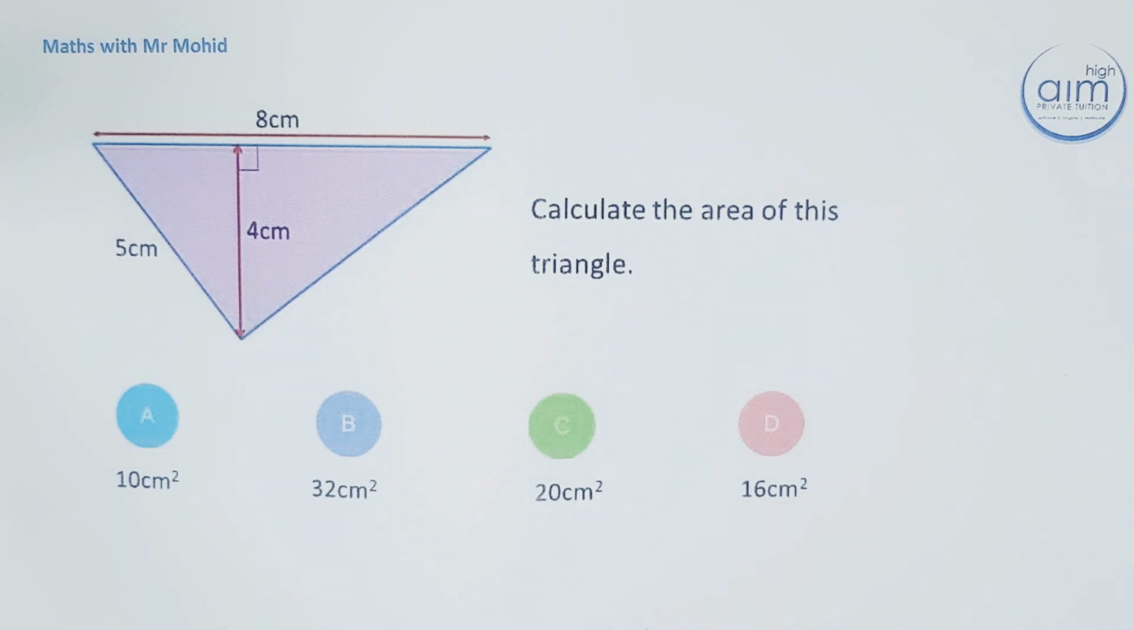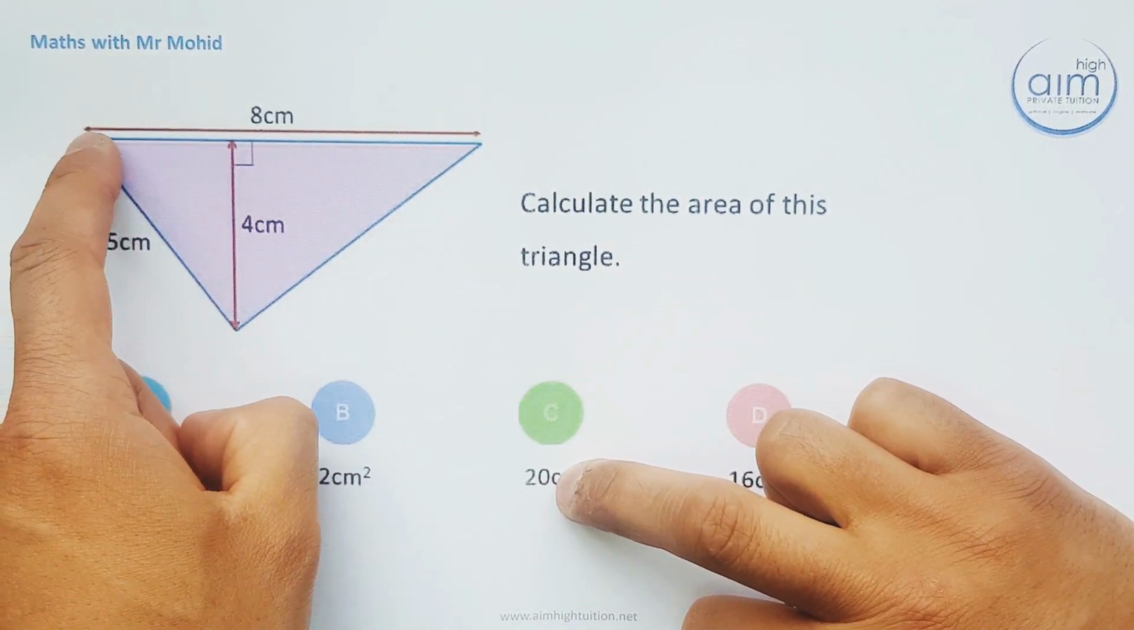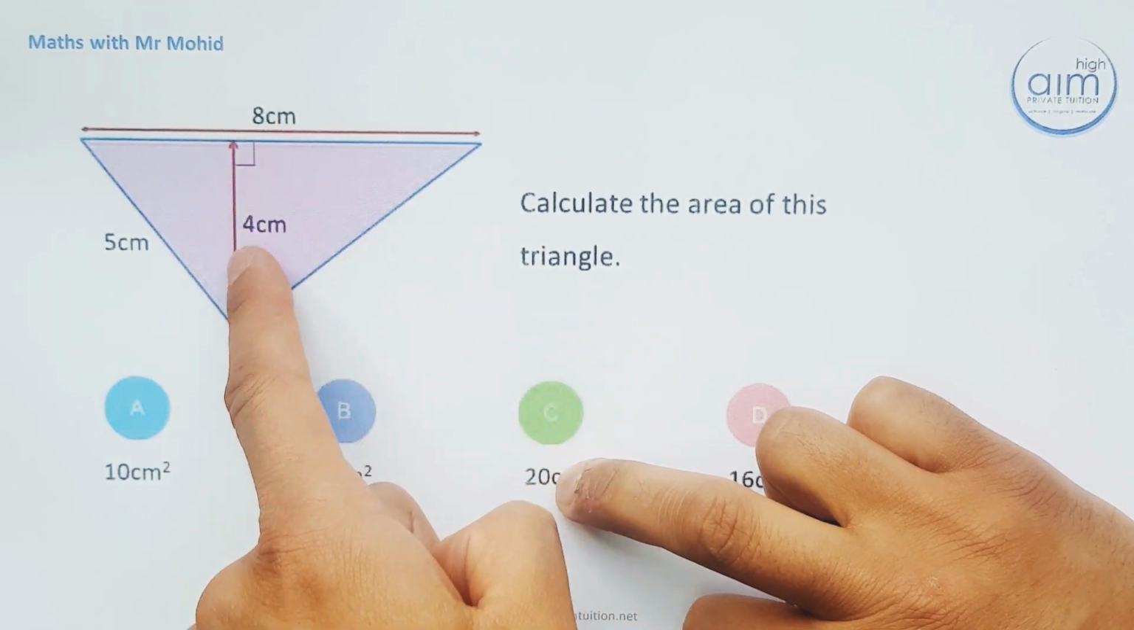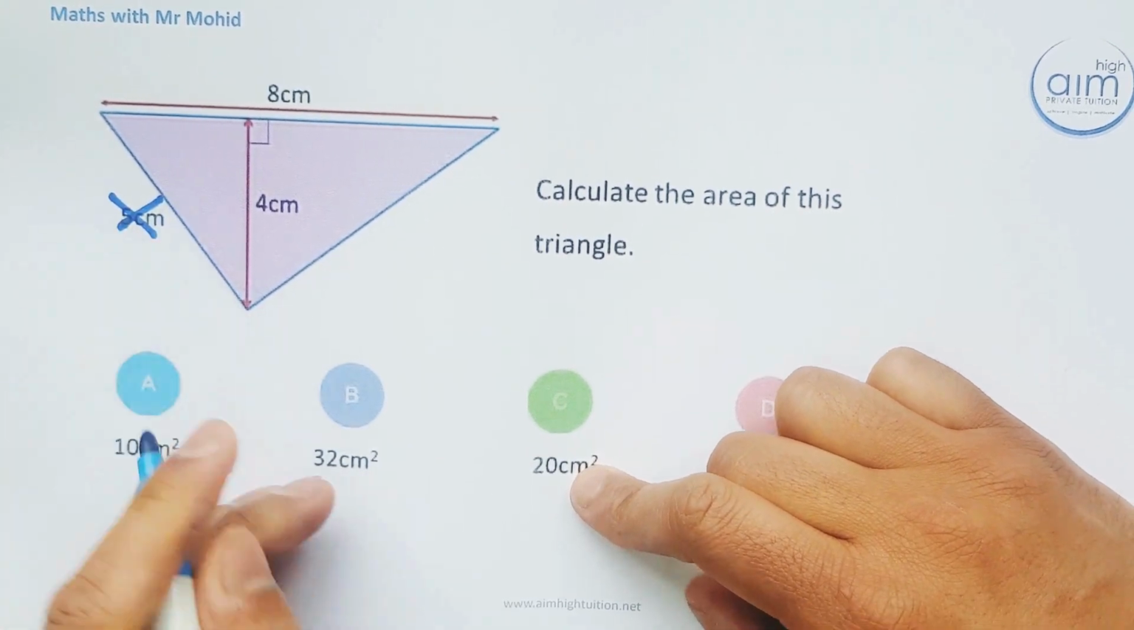Okay, as you can see in this one, the triangle has been flipped upside down. So the base, the bottom, is now on the top. The base is 8 and the vertical height, or the perpendicular height, is 4. Remember, this slanted length we're not going to use.